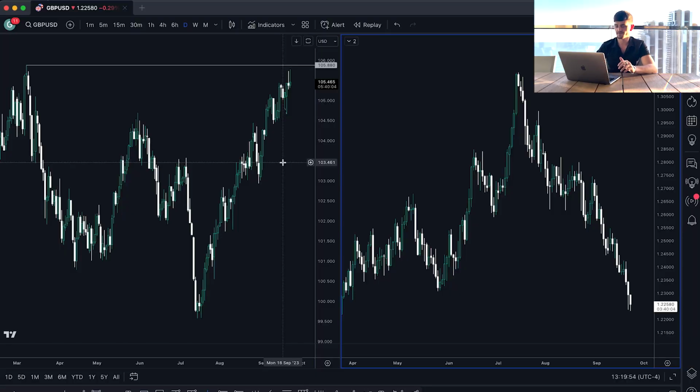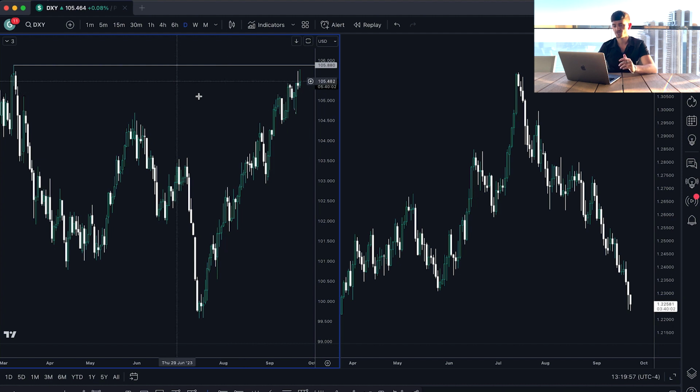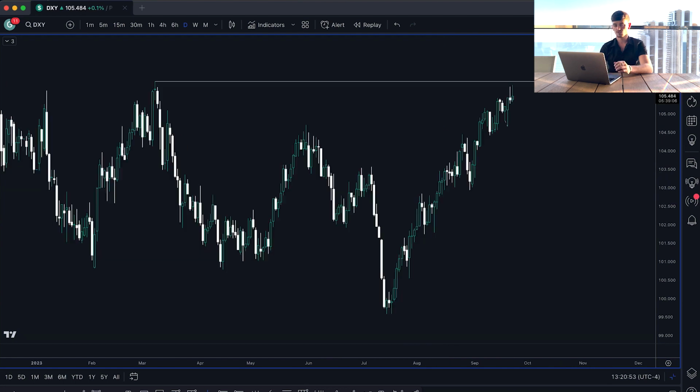Jumping onto TradingView, you can see on the left we have the US dollar index and on the right GBPUSD. When we are trading USD pairs, we always start our analysis on the US dollar index. I'm going to zoom in on this chart real quick. Looking at dollar index, in July we ran out these relative equal lows, and we've been trading higher ever since.